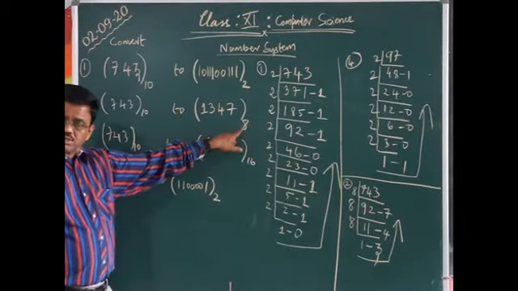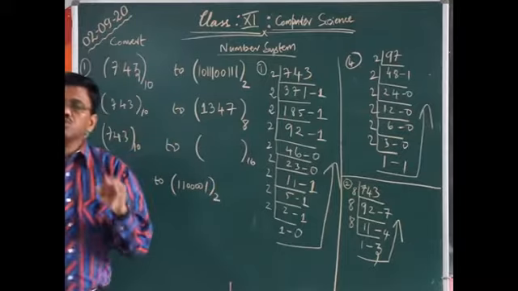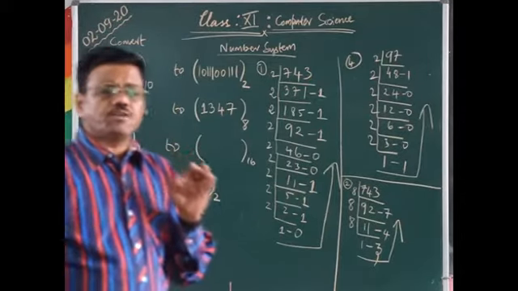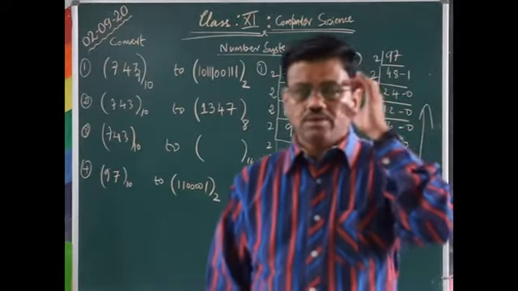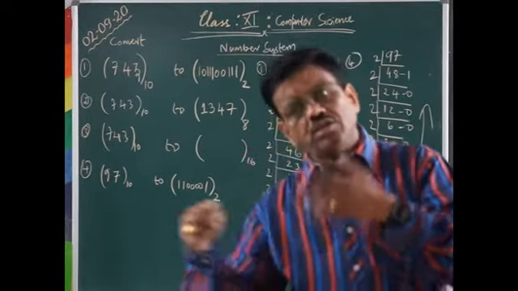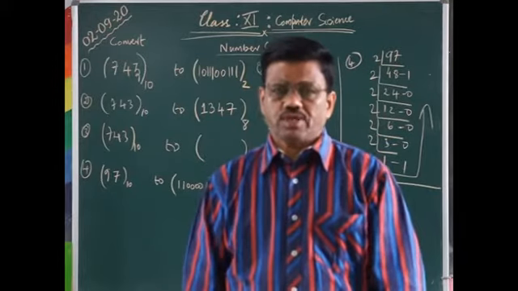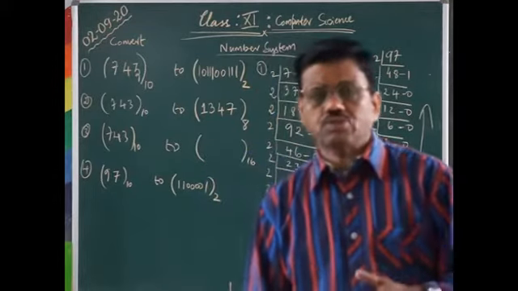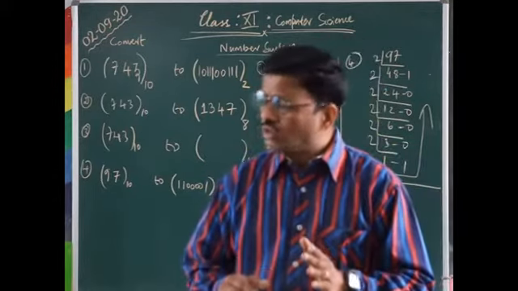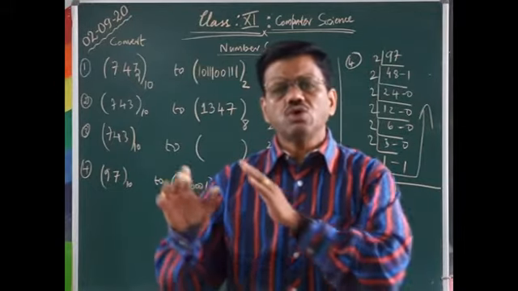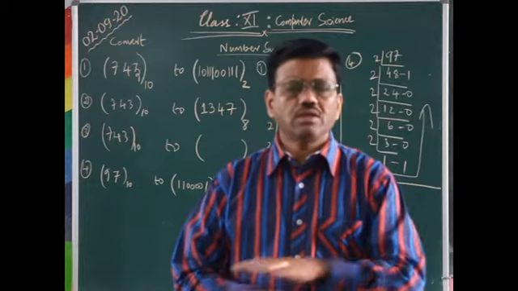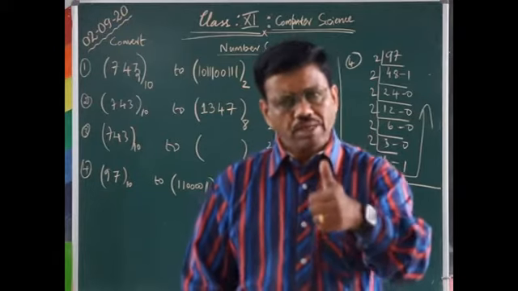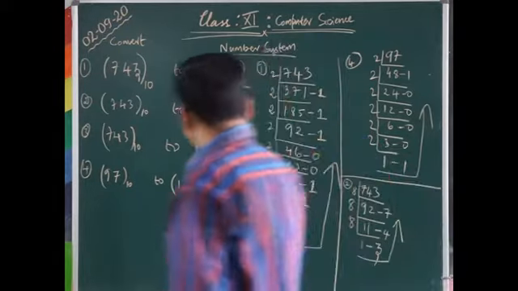In octal numbers, you are allowed to use the digits from 0 to 7, not beyond that. If I use the digit 8 in octal, it's a mistake. If I use the digit 9, it's a mistake. So you are allowed to use in octal numbers 0 to 7, that's it. 0 to 7, not beyond that. Am I clear, boys and girls? I repeat once again.